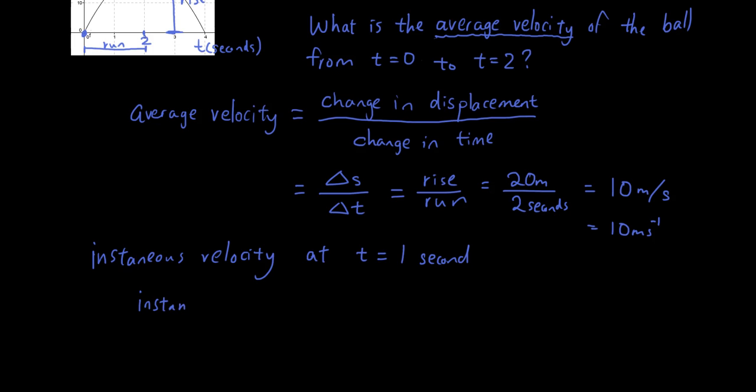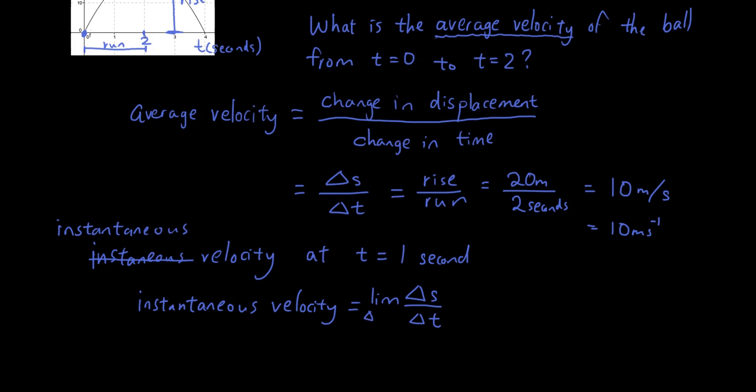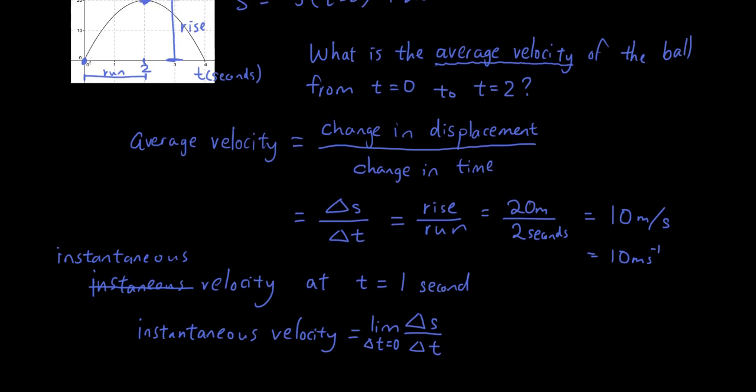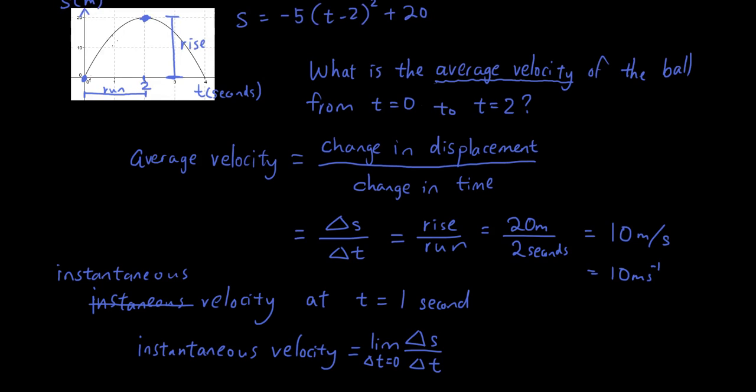Oh, I spelled instantaneous wrong. Instantaneous velocity is when we have still the same thing, change in s over change in t, but it's the limit of change in s over change in t as change in t approaches 0. And you probably have to go back to the calculus tutorial to understand this.